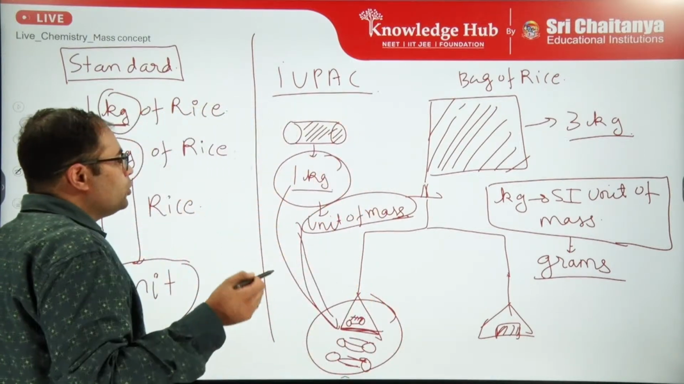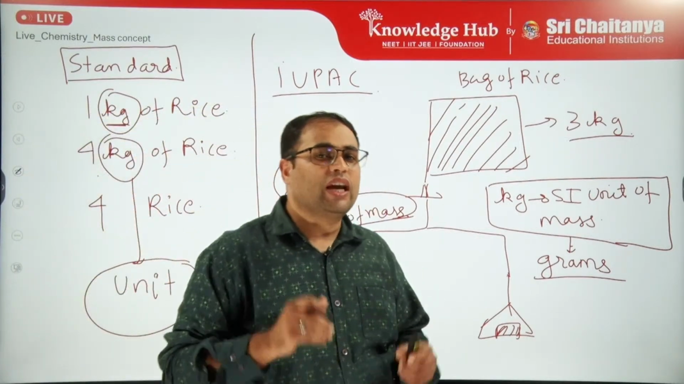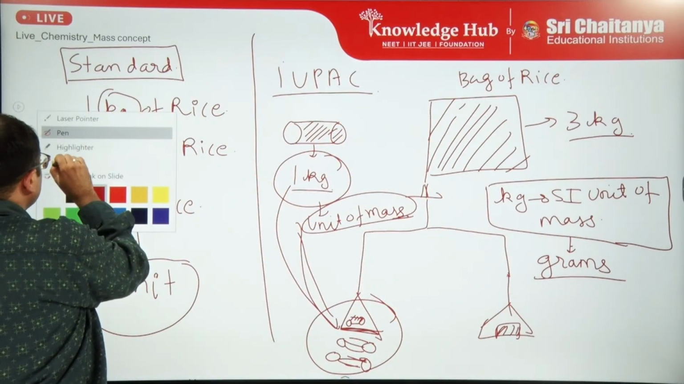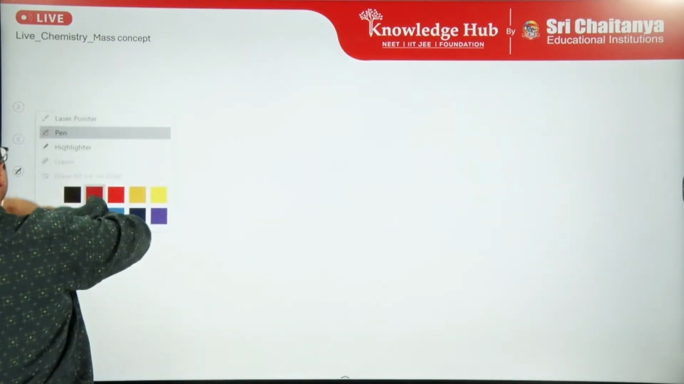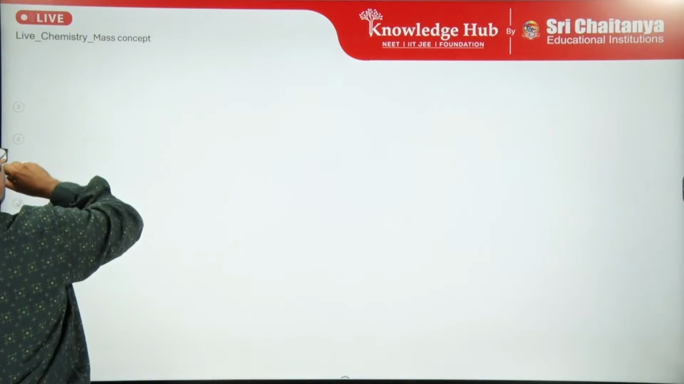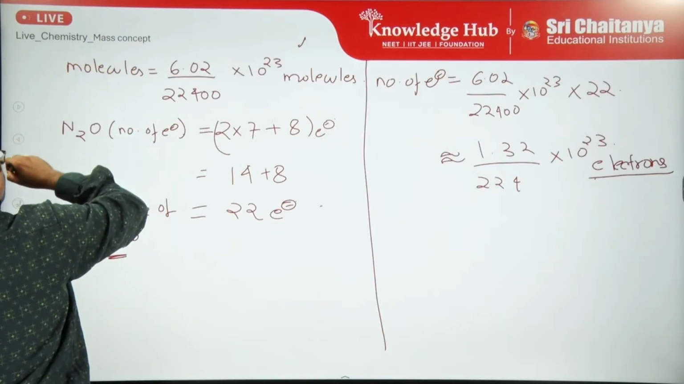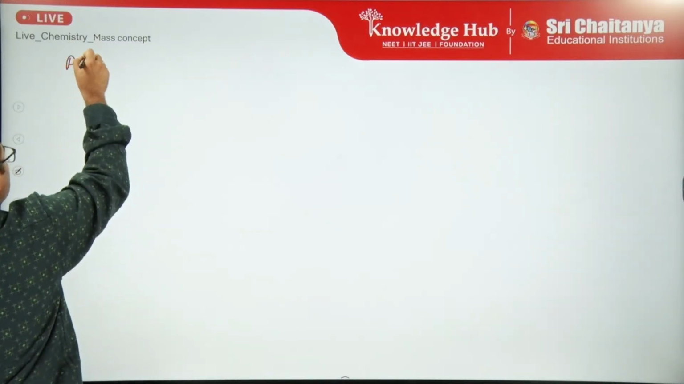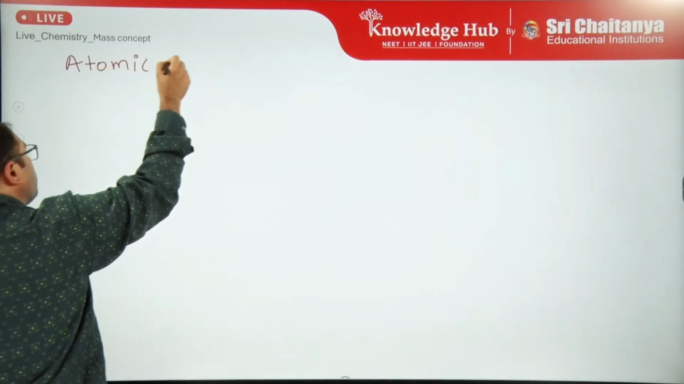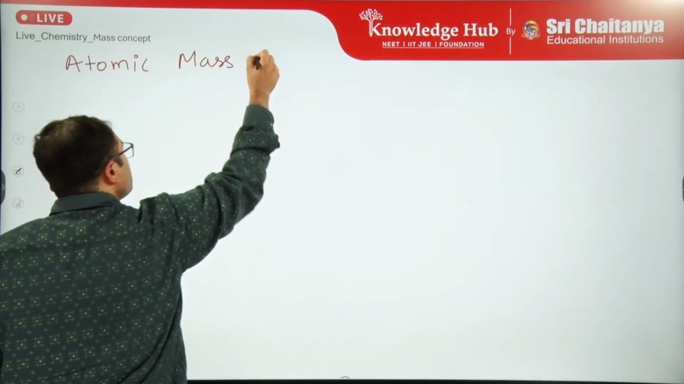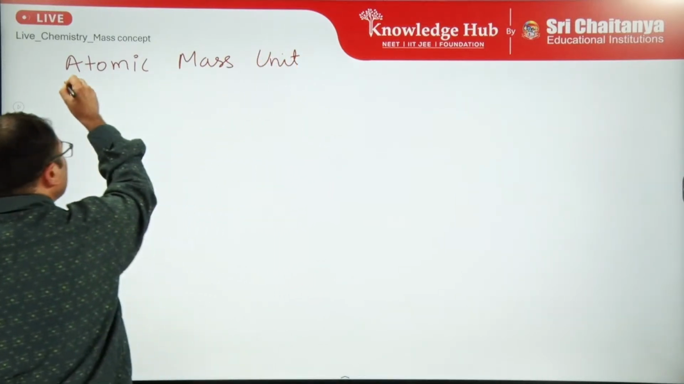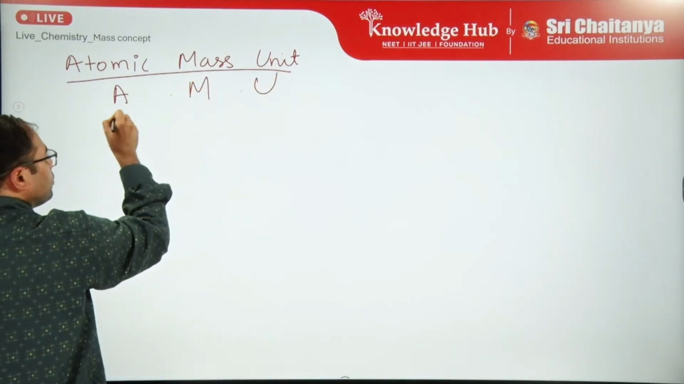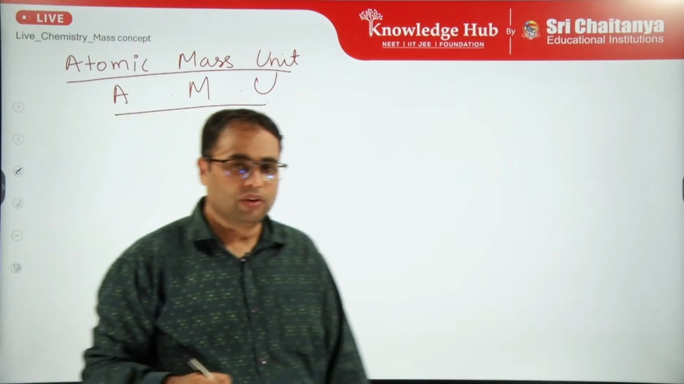Now let us move on to the unit of mass that we use in measuring the weight of atoms and molecules. Right? So let me clear this up. Which is called atomic mass unit, or I can say AMU, right? AMU.